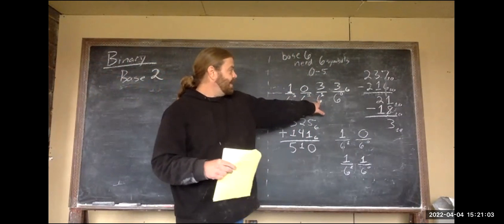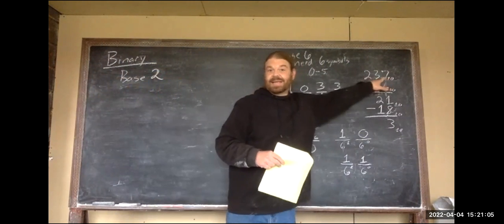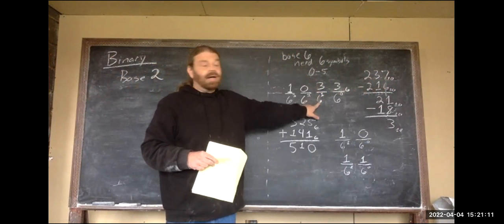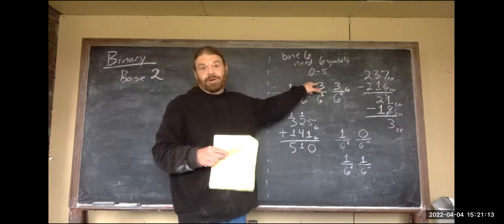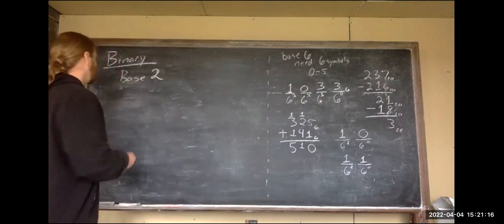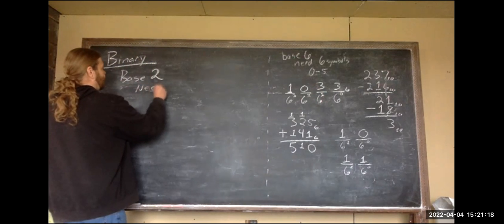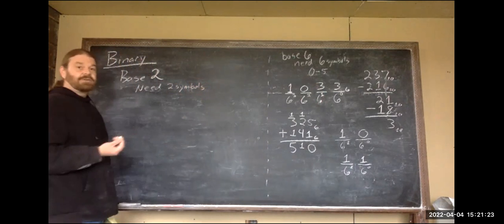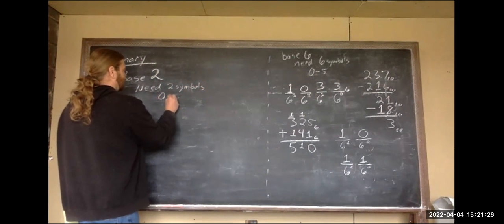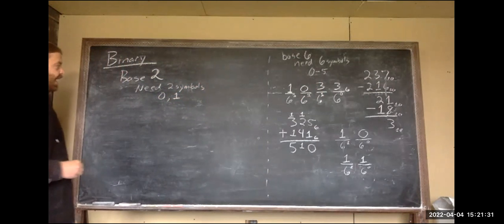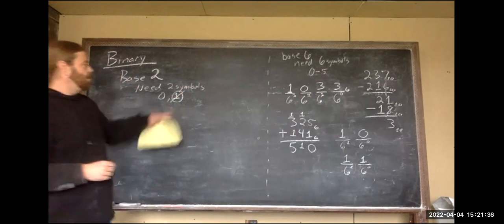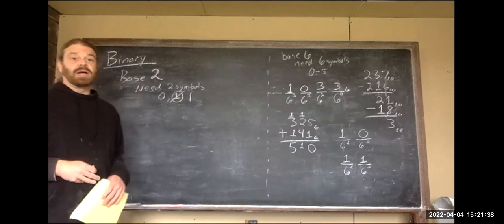When we did 237 base 10 and converted that to base 6, when we got to this column, we had to worry about how many there were. If we only have 2 symbols, so we need 2 symbols, we're still considering numbers. So 0 and 1 make good symbols. And since we're going to write a lot of those, I'm going to write my 1s as just the vertical line.